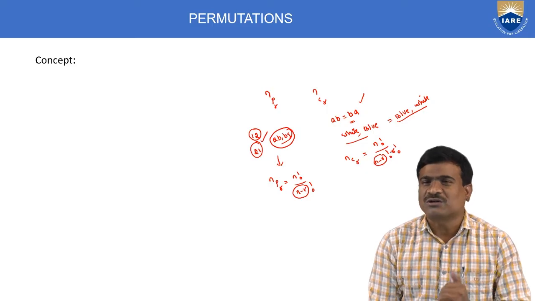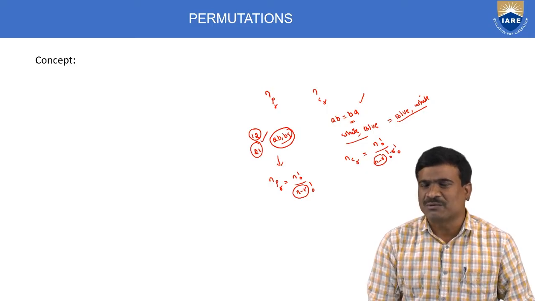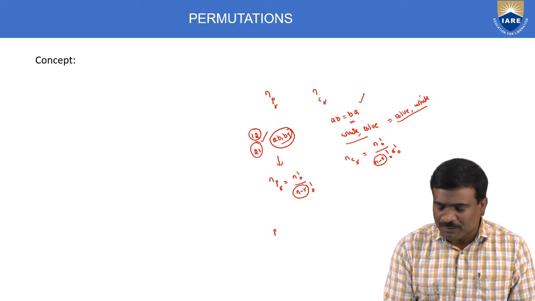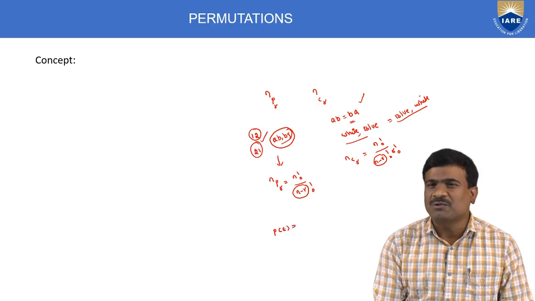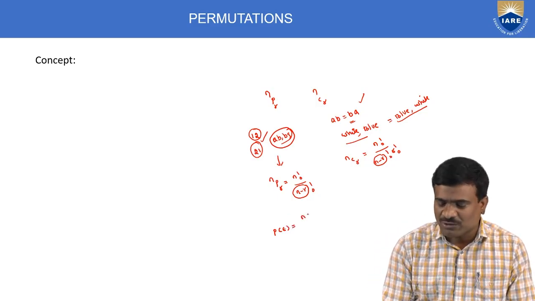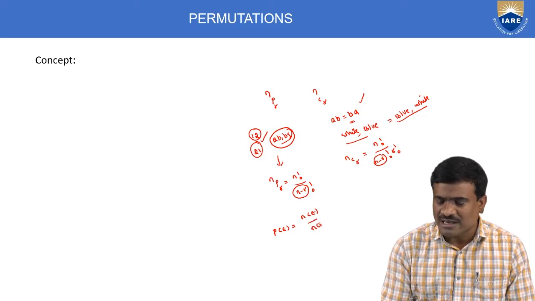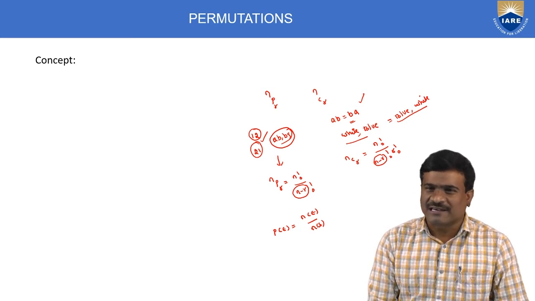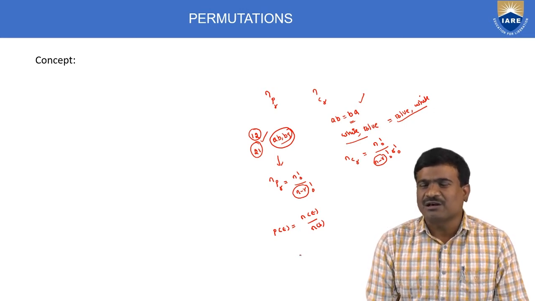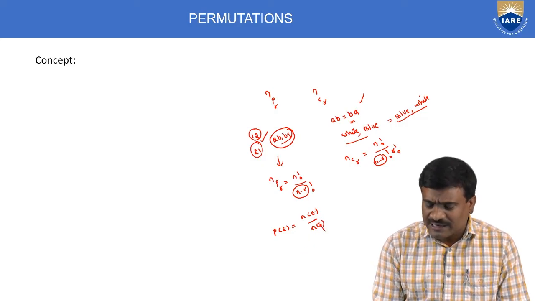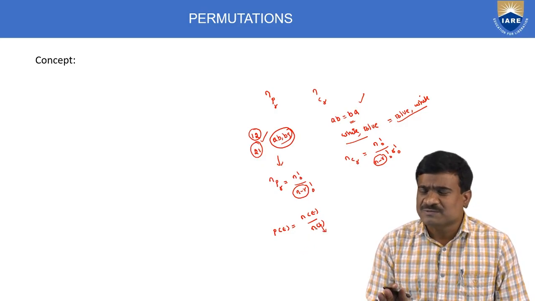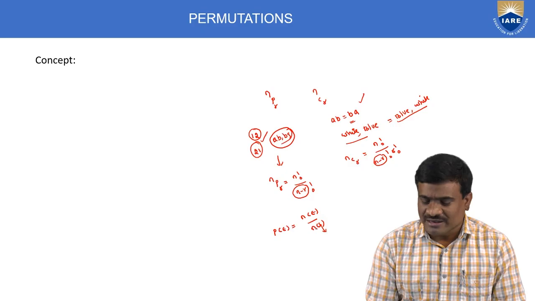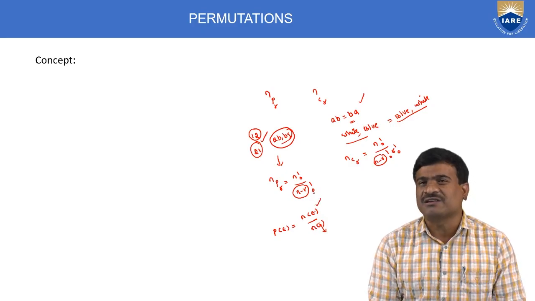Next is the third definition in permutations, combinations and probability, the final definition: probability. Generally, probability of an event P(E) is equal to N(E) by N(S). The probability concept is very simple. Probability of an event is equal to the number of events by N(S). Here S indicates sample space. Sample space means all possible outcomes. N(E) is nothing but the number of events.